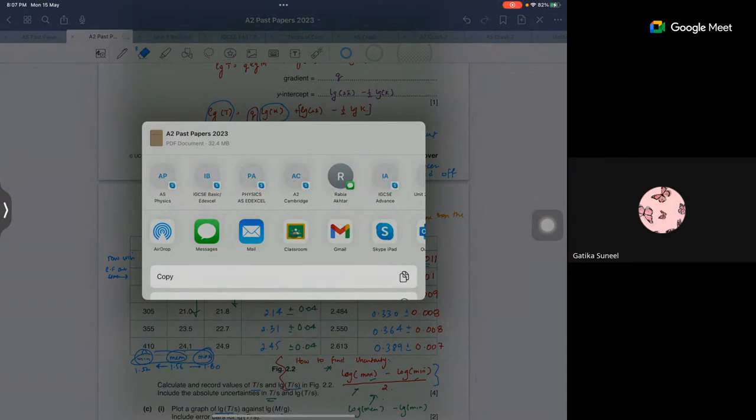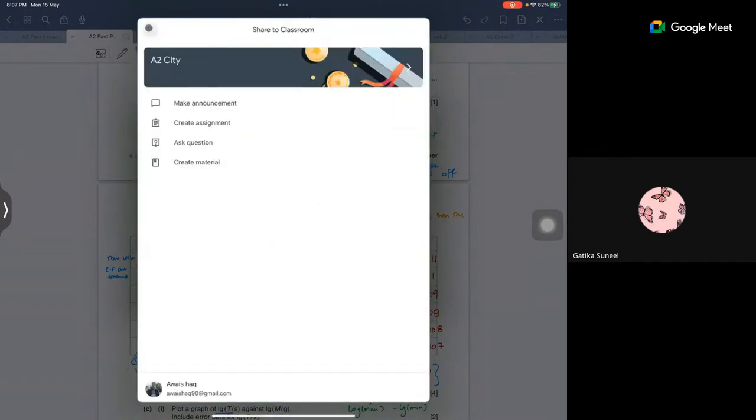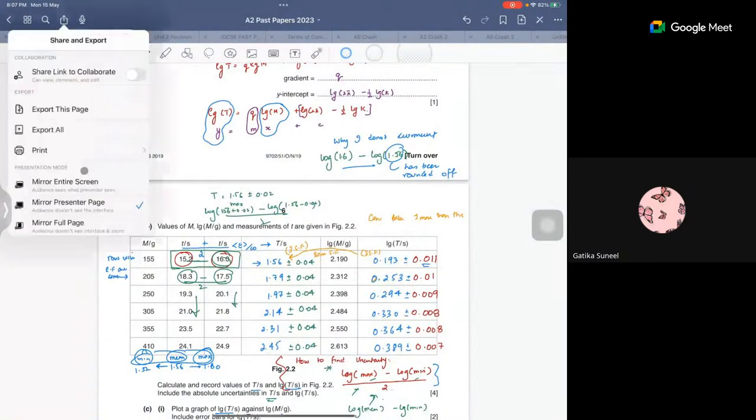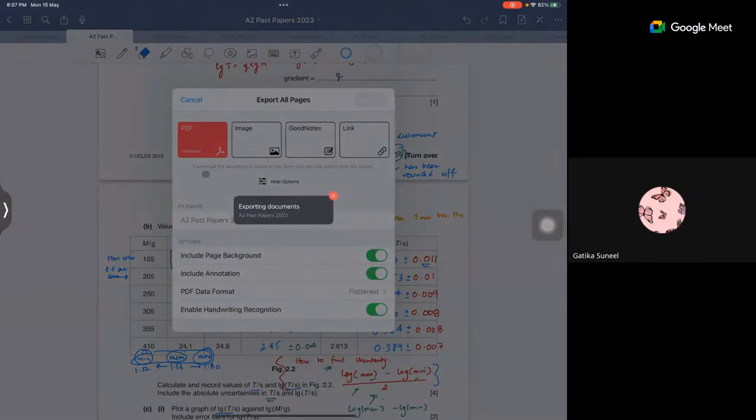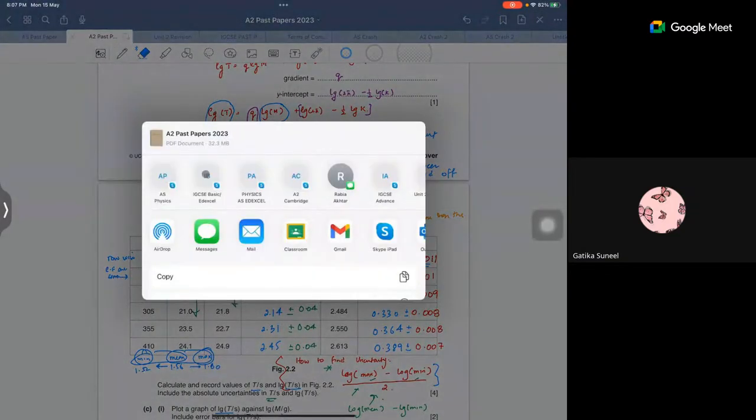So what time tomorrow? Gatika, tomorrow it will be the same time. All right. Okay. See you guys then. Have a nice day. Bye. So I have a question. Yes, Gatika. I'm going to send you on WhatsApp. 1 second.